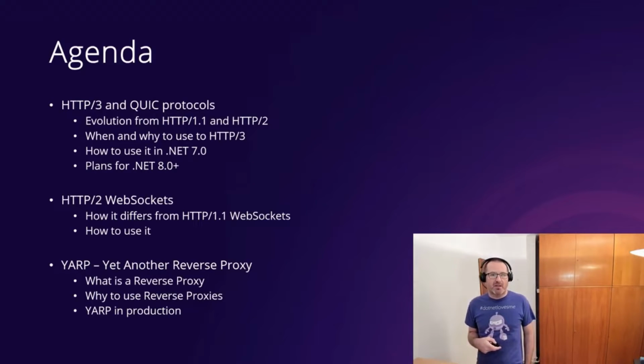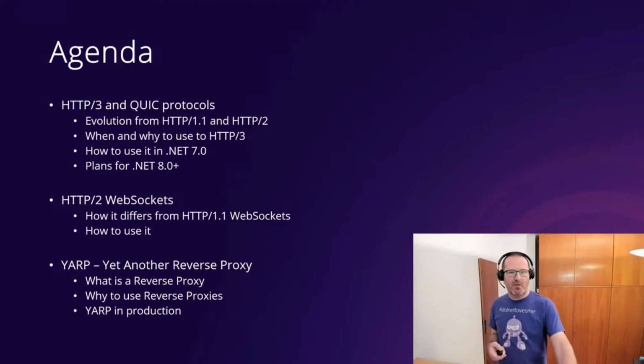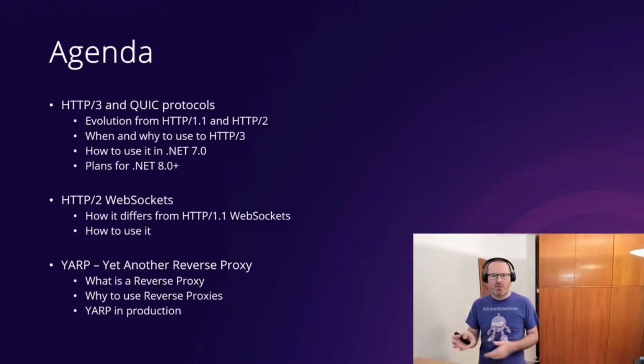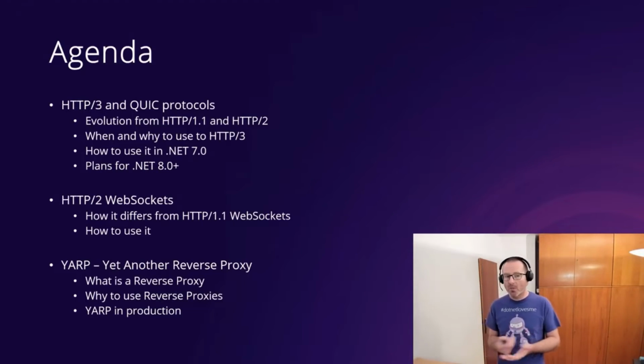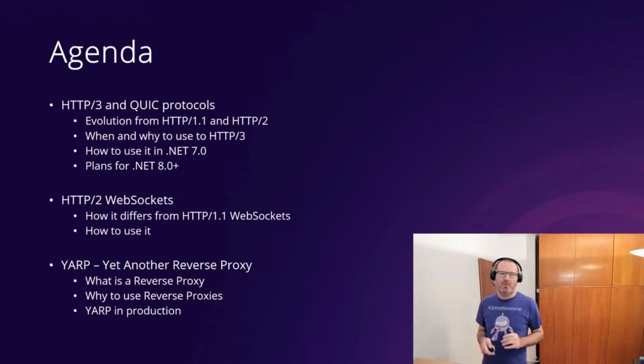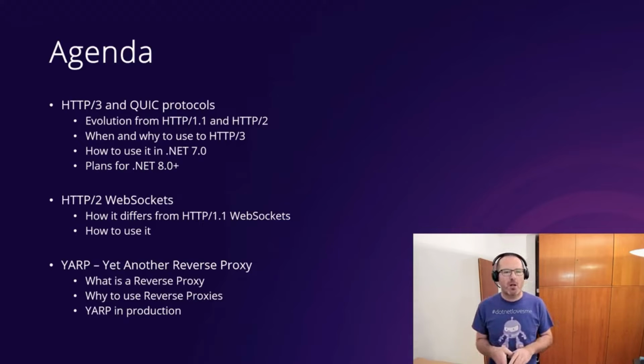So let's get started. What I want to cover today is HTTP 3 and QUIC, the evolution of HTTP protocols, when and why you might want to use the 3 version, how to use it, and obviously plans forward. Similar thing about HTTP 2 WebSockets, what's different from the HTTP 1.1 classic WebSockets and how you use it. And then touch a little bit on YARP, even though it's not brand new. It actually fits into this overall picture, and that's something that you might want to look into.